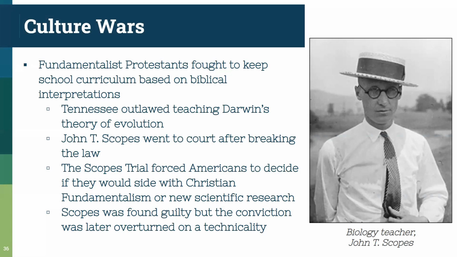Another major difference between the cities and country is what to do with Christianity, specifically Christianity in schools. In rural areas, fundamentalism tried to keep school curriculum based on biblical interpretations. The most famous example of this is creationism. Many schools still taught that the earth was created by the Christian God in 6 days, and that Darwin's theory of evolution was not allowed to be taught.